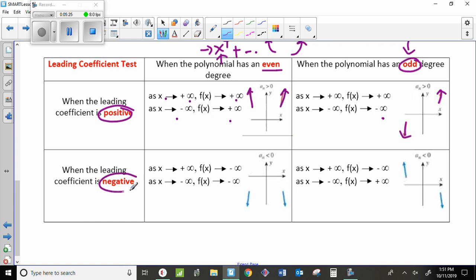If the leading coefficient is negative, on the other hand, then your graph is flipped upside down. So in both directions, the end behavior will now go to negative infinity. As x increases, your y is still decreasing. As x decreases, your y is still decreasing. Now, if it's a negative coefficient and it's an odd exponent or odd degree, then as x increases, your y is decreasing, and as your x is decreasing, your y is increasing. So that is how the end behavior of polynomial functions will be.